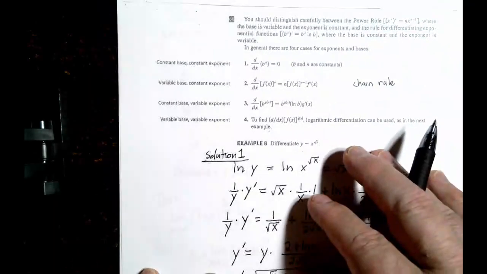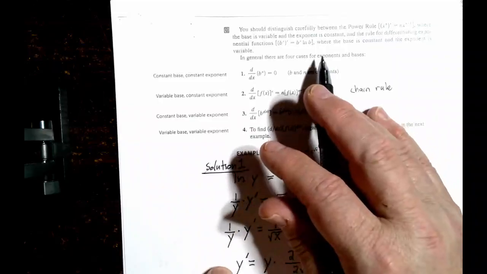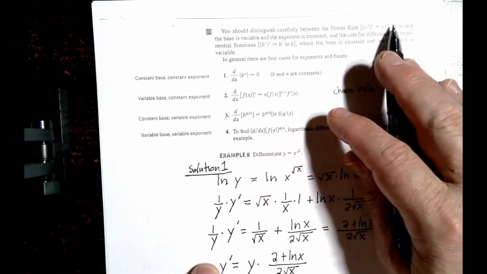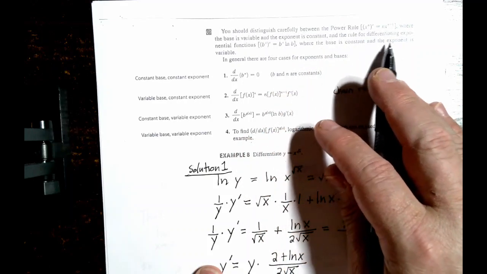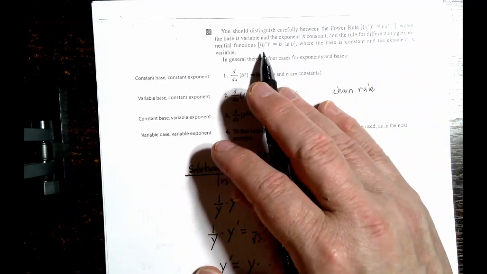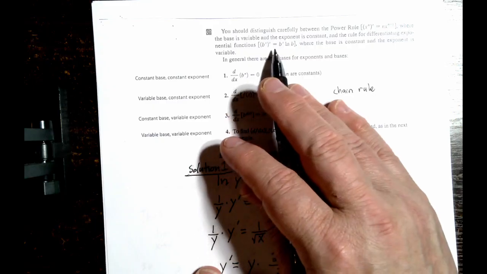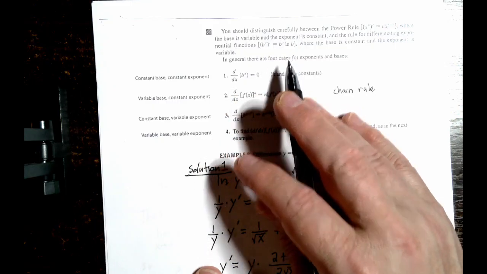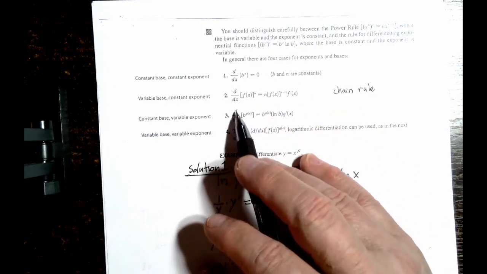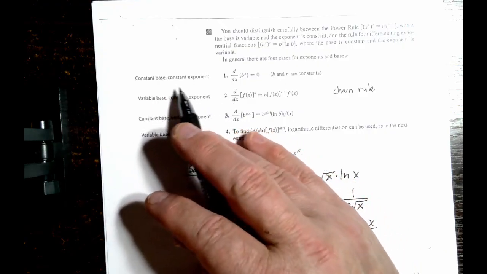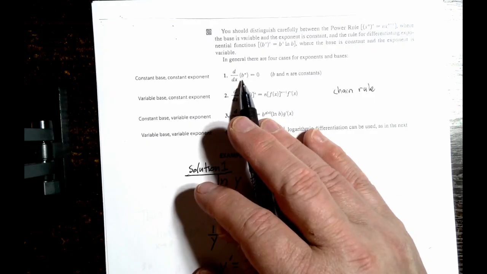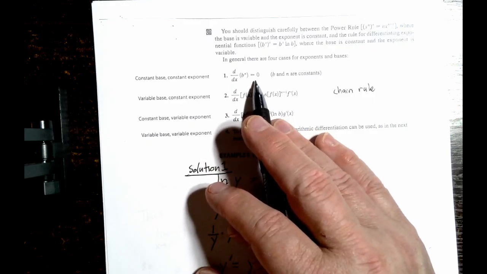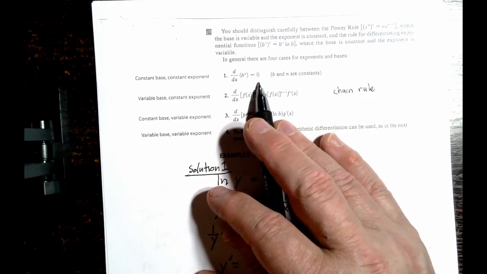Alright. Now they talk about you have to be careful about the difference between the power rule, where the base is a variable and the exponent is constant, and the rules for differentiating exponential functions, where the base is a constant and the exponent is variable. Alright. So they show the four different possibilities. If you got a constant base and a constant exponent, like b to some number, like, I don't know, 5 to the second, that's a constant, and the derivative of a constant is just 0.